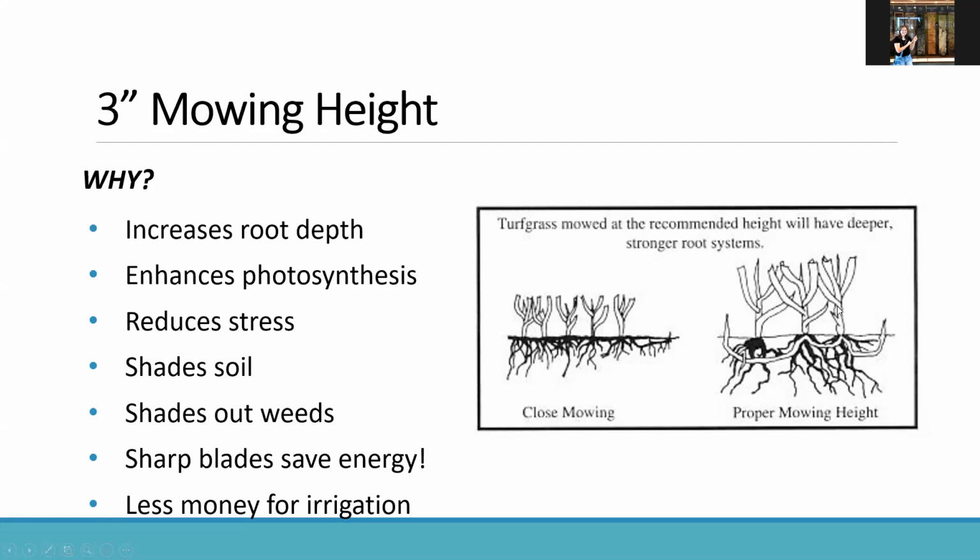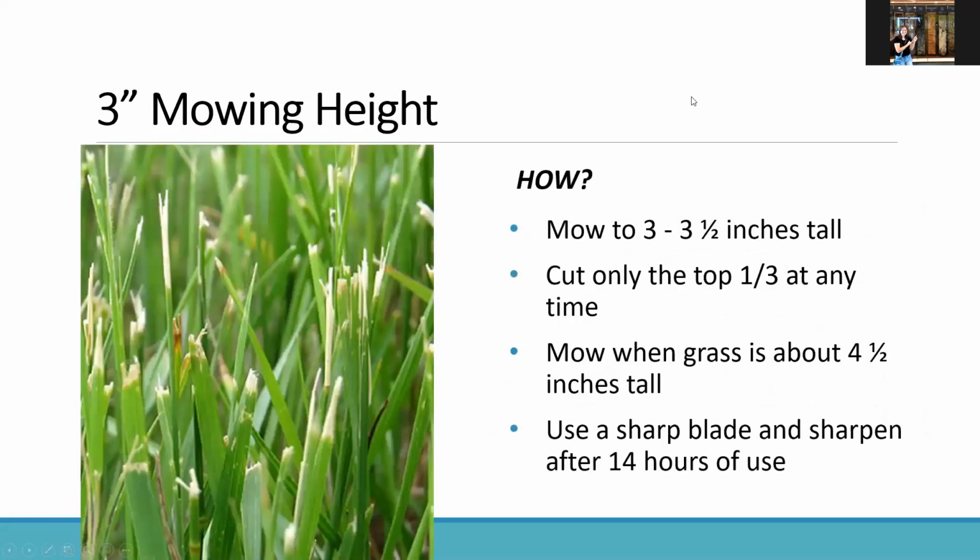And in addition to that, you're stopping water from evaporating as much from the top because you're shading out this soil here. And so not only are you stopping those weeds, but you're also saving money because you don't have to irrigate as much. And so there's a lot of benefits to mowing at this 3-inch height. Now, you'll notice here I have sharp blades save energy. I'm going to go a little bit more into that with this how.